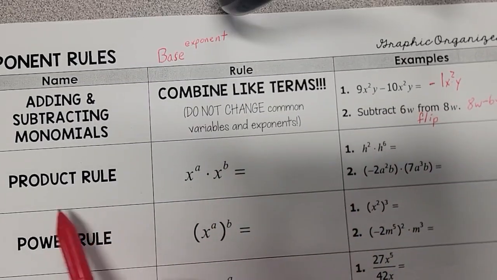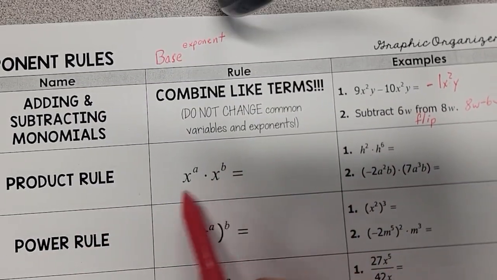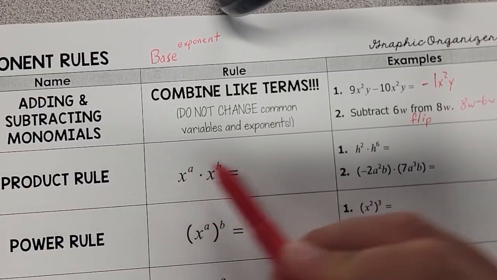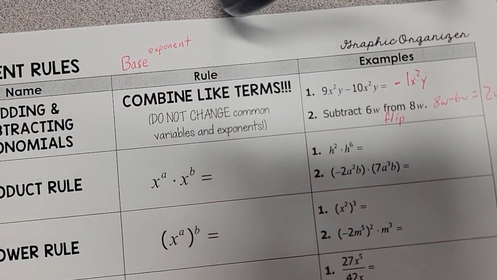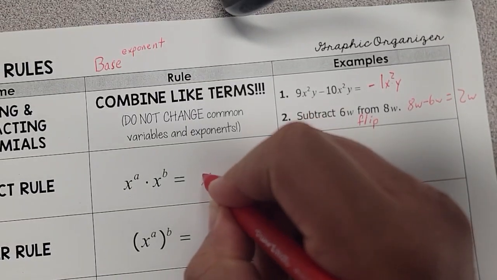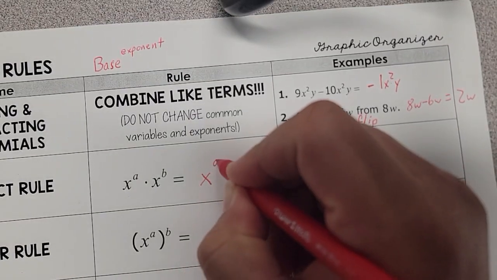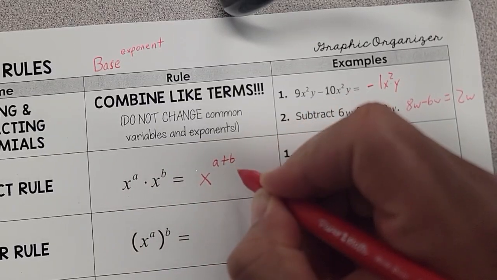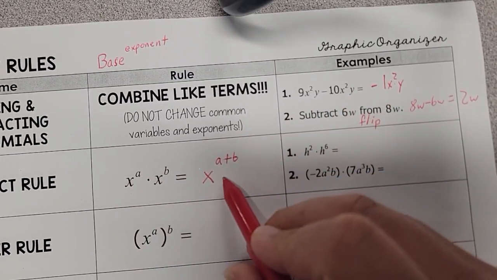Now, we're going to talk about product rule, is multiplying some stuff with exponents. Okay, if I have a base number with an exponent times a base number with the exponent, all right, that base number stays the same, but I'm going to get this exponent and I'm going to add this exponent. All right, and I'll explain what that means.